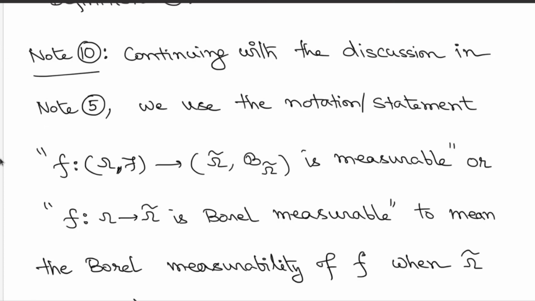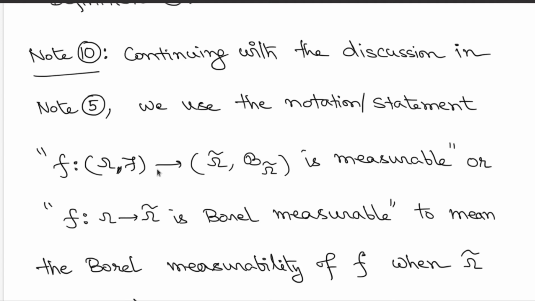Alright. Now if you continue with the discussions earlier in your note 5, here we had introduced certain notations. Those notations were used for real valued Borel measurable functions. Now that we have decided to call functions also taking values in R^d or R bar Borel measurable functions, what we are going to do is to use this notation again.